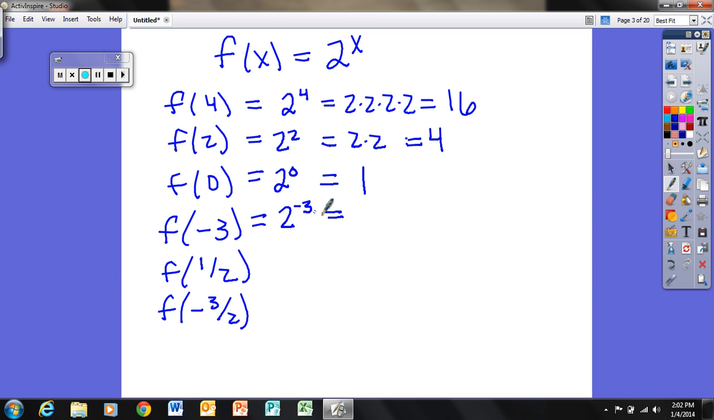And how do we solve a negative exponent? We do 1 over the base to the positive exponent. And we know that 2 to the third is 8, so this is really the same as 1 over 8, or 0.125.